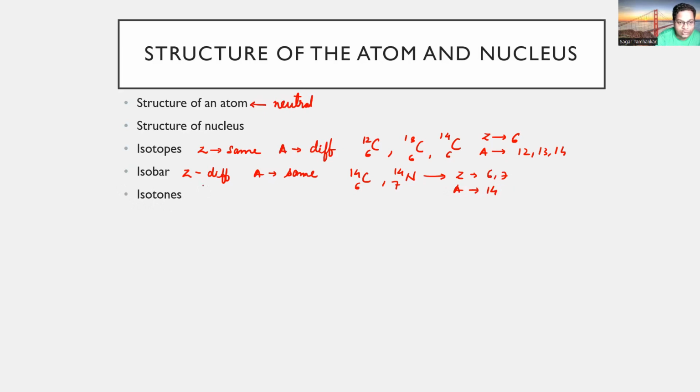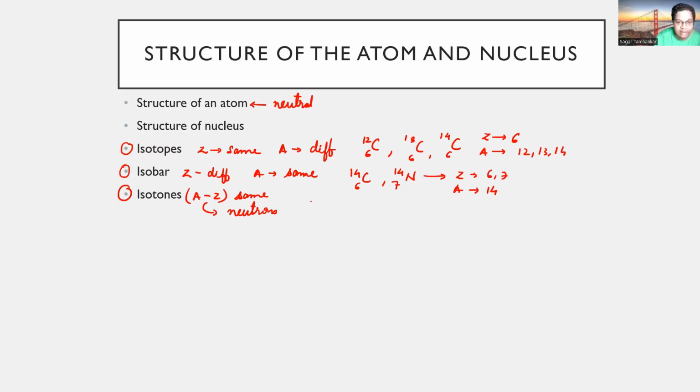And then you have isotones. In isotones, A minus Z is the same. So there will be 2 or more elements which have the same number of neutrons. Okay, so A minus Z gives us what? Neutrons. So that means in isotopes, you have the same number of protons. In isobars, you have the same number of nucleons, that means protons plus neutrons. And in isotones, you have the same number of neutrons.